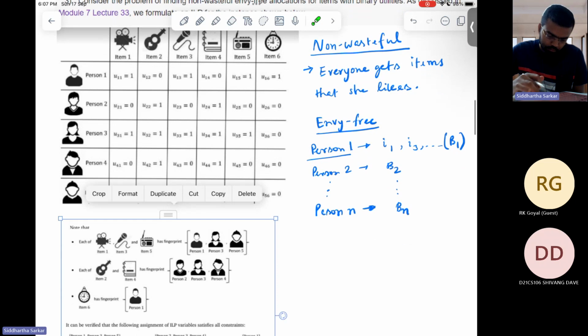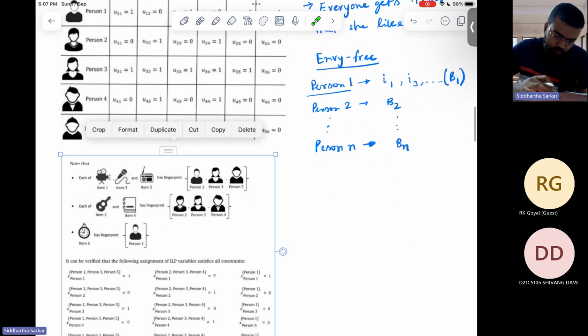Yeah, I'll make it slightly bigger. Maybe this needs to be slightly zoomed in.